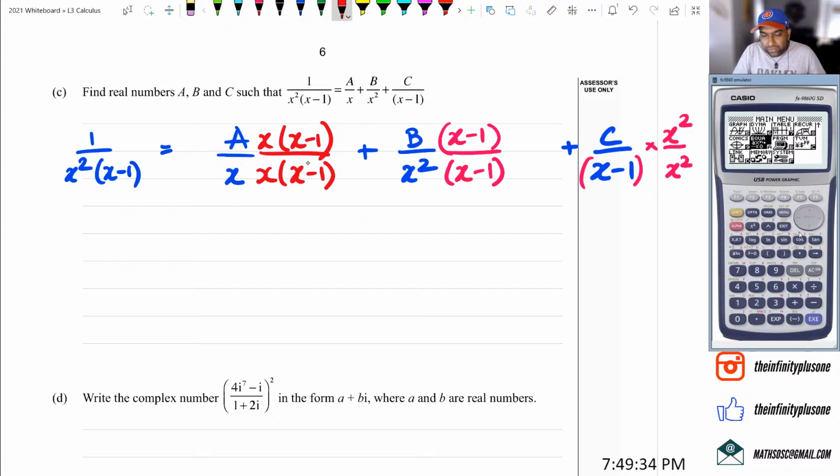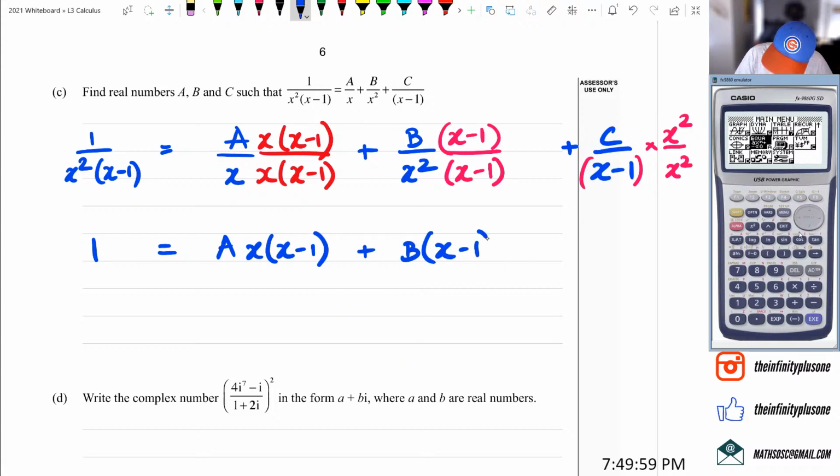So what I've now done is, if you look at the denominator of each of those fractions on the right-hand side, they're all equal to x squared times x minus 1. So now I'm going to look at the numerator only, because that means I don't have to worry about the denominator anymore. I can just write the numerator as 1 is equal to a times x times x minus 1, plus b times x minus 1, plus cx squared.